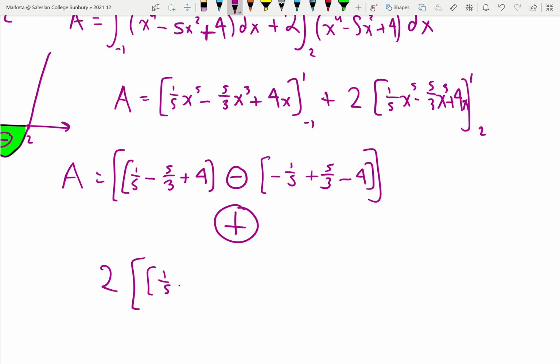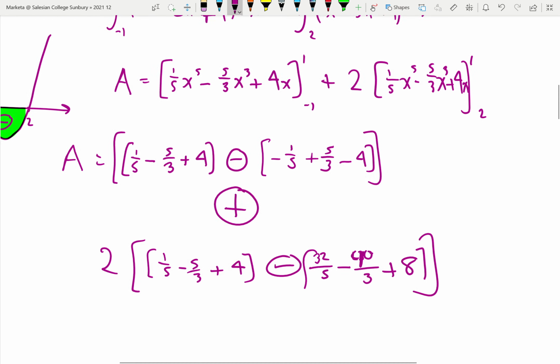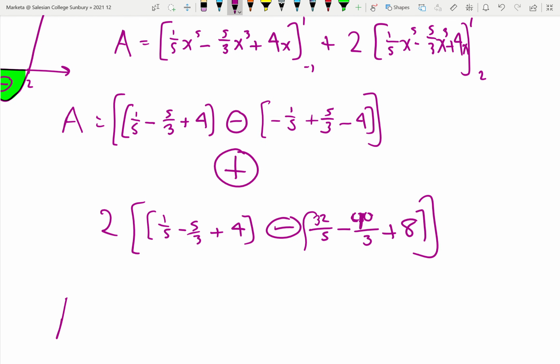So it would be 1/5 minus 5/3 plus 4 minus 2 to the power 5 is what? 32. Minus 2 to 3 is 8, 8 times 5 is 40, on 3, plus 8. And then, you know, you could common denominator, all that sort of stuff, add it together. The answer for this one, and I have done it on CAS earlier, is actually 8 units squared. So all that work and we get to 8 units squared.